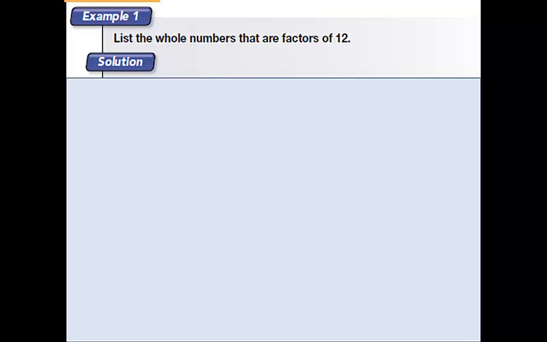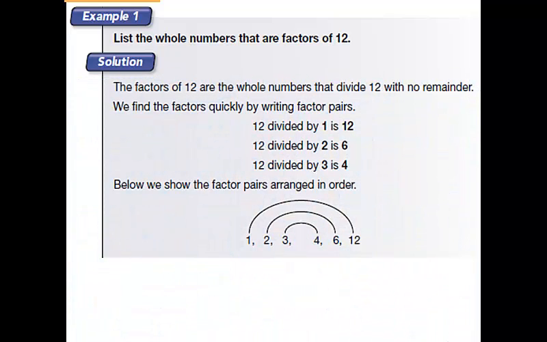So let's see if you can do that with the factors of 12. Write the whole numbers that are factors of 12. You should have come up with 1, 2, 3, 4, 6, and 12. All those will divide into 12 evenly. It helps to pair them up like this so you don't miss any. But all those go into 12 evenly without any remainders. So your correct answer would be 1, 2, 3, 4, 6, and 12.